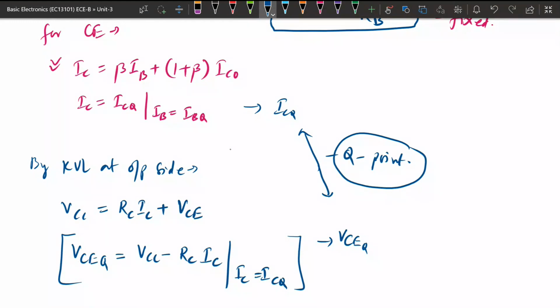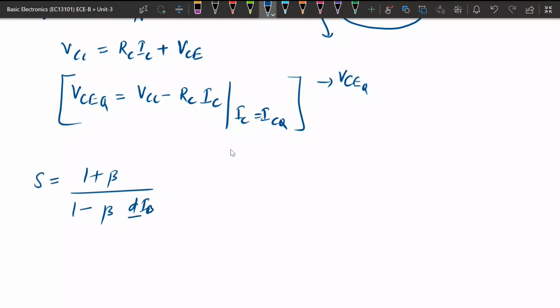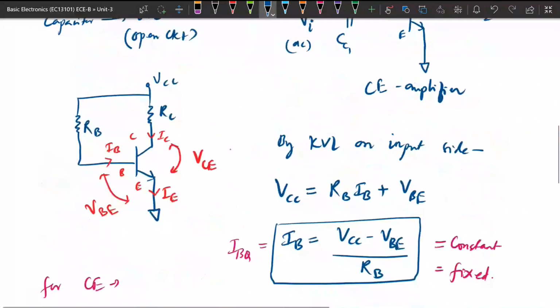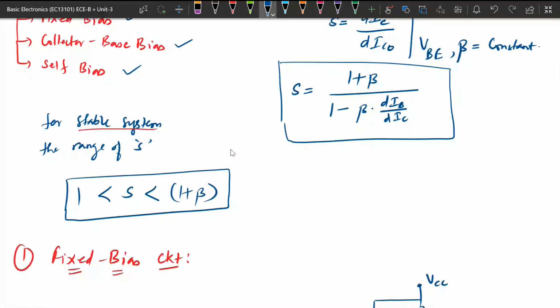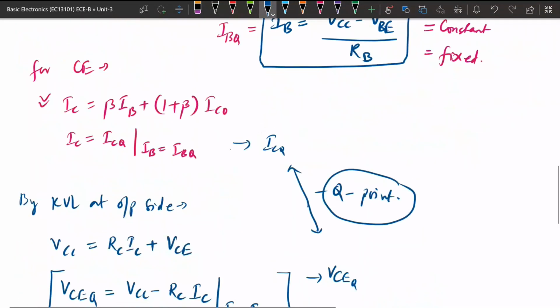Okay, so now our motive is to find the stability, that is S. So S is (1 plus beta) divided by (1 minus beta times del IB divided by del IC). Okay, so this is the equation we have derived in the previous class also. So this is your stability factor value. So we need to find out the stability factor for this fixed bias circuit.